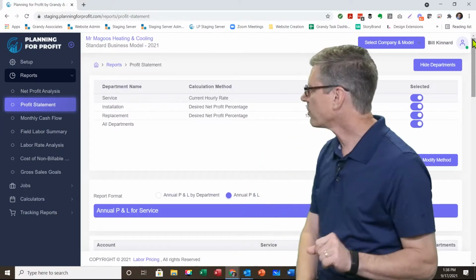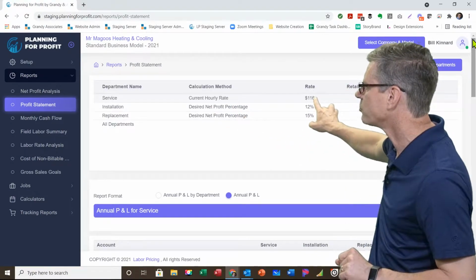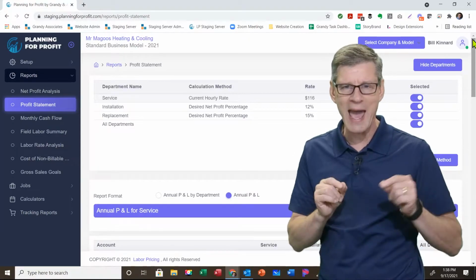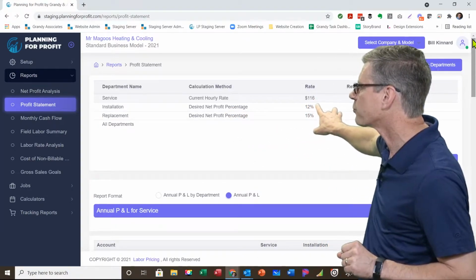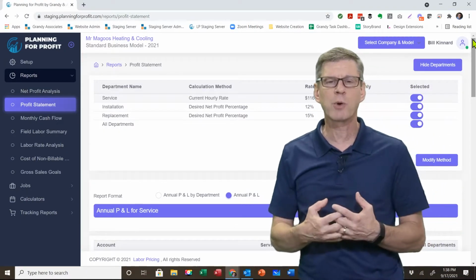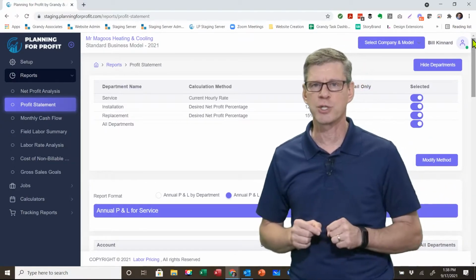So in this particular case, our service department is set to a current hourly rate of $116 per hour. The software will tell us what we'll make or lose at that rate. In the installation department, we're set to a desired net profit of 12% and replacement department at 15%. Again, the software will tell us what we need to charge per hour to hit those net profit percentages.